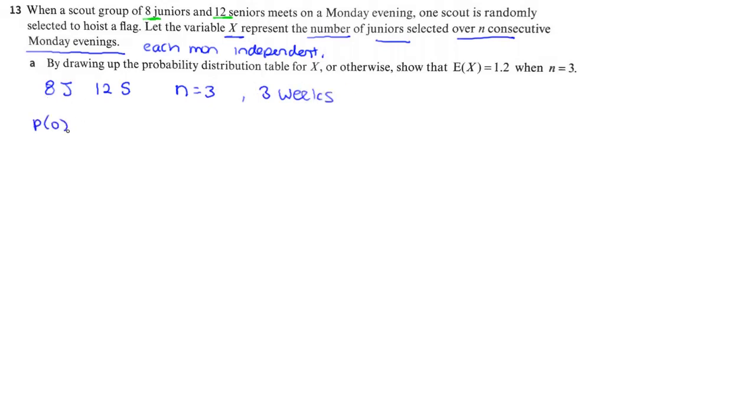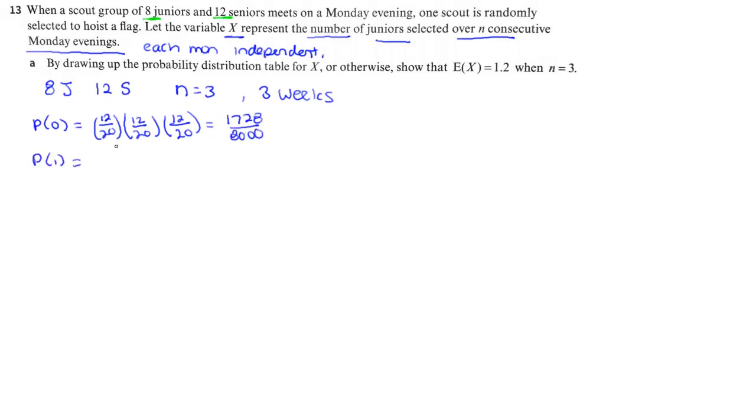First, we'll look at the probability of getting 0 juniors. Now, that means that we're going to have 12 out of 20 as the probability of getting a senior. And that means each week it's going to be 12 out of 20 to get a senior. So if that happens 3 times, well, that's going to be 1,728 over 8,000.